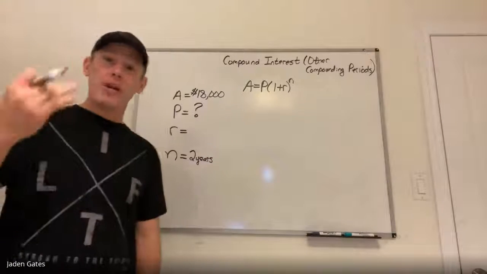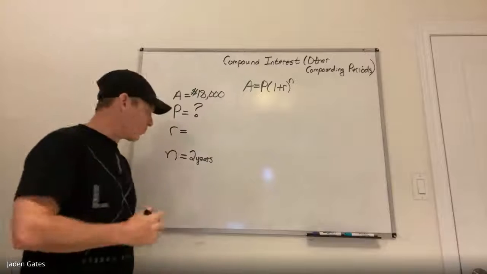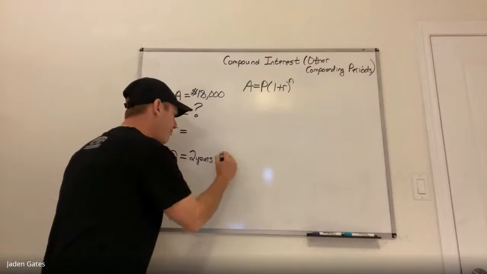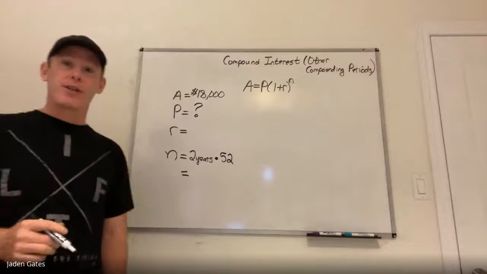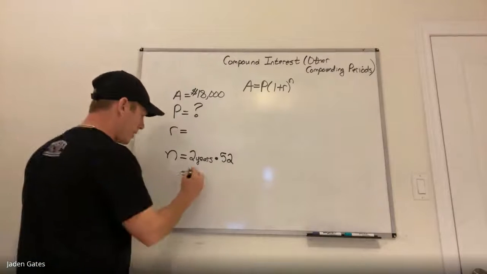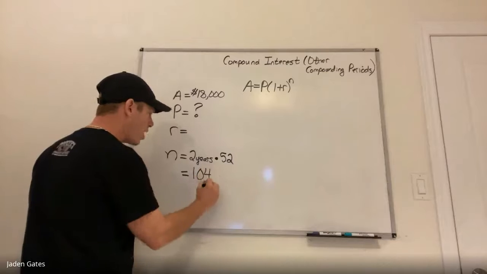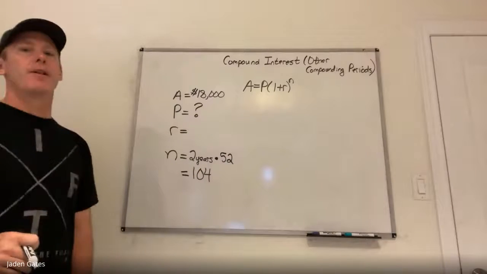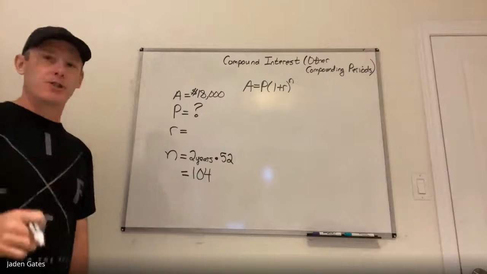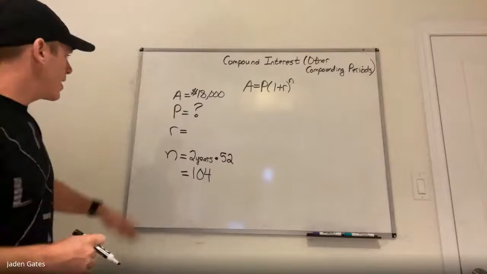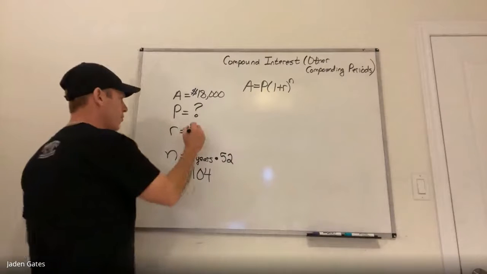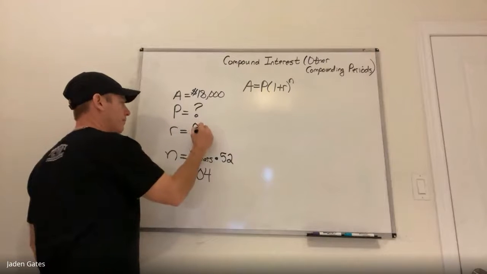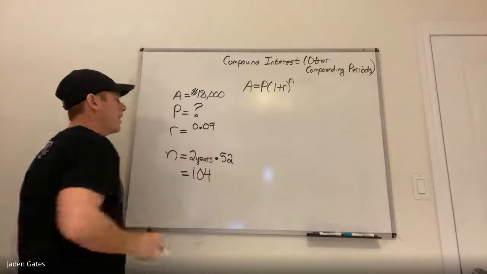So after every week, the interest is adding up, which is a good thing because we're investing here. But that is 52 times a year. And so the interest on this investment is going to be added 104 times. 52 times in year one and 52 times in year two. Now my interest rate is 9%. So again, convert that to a decimal, divide by 100%, and I get 0.09.